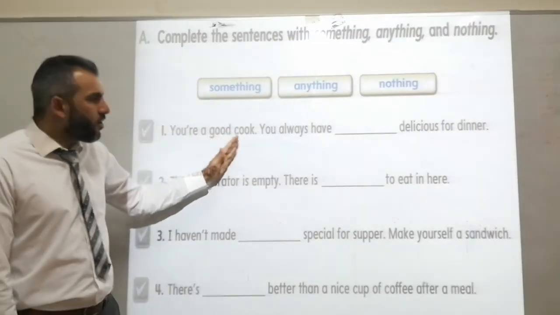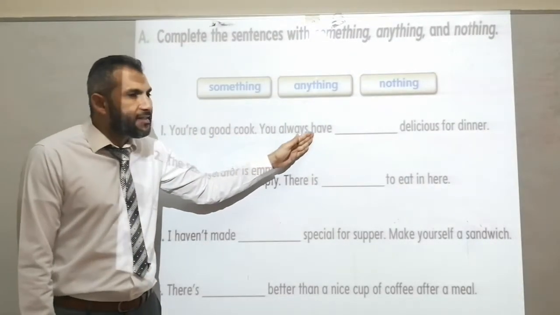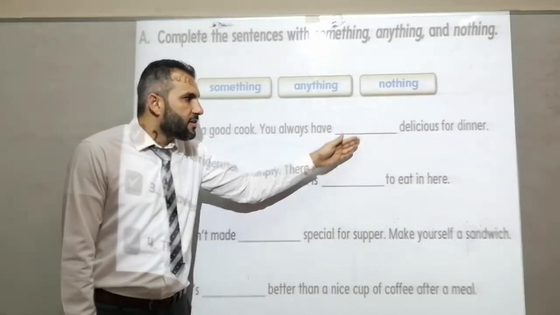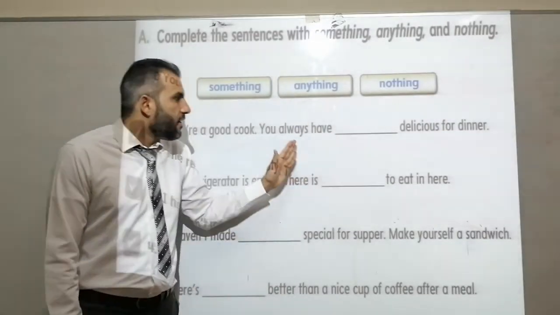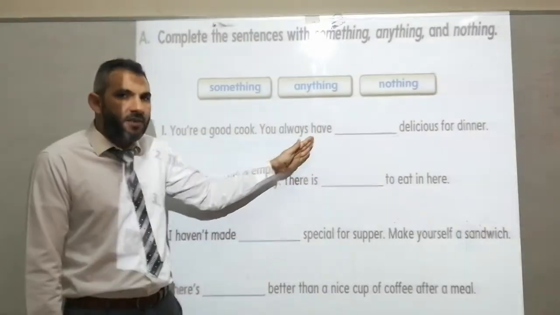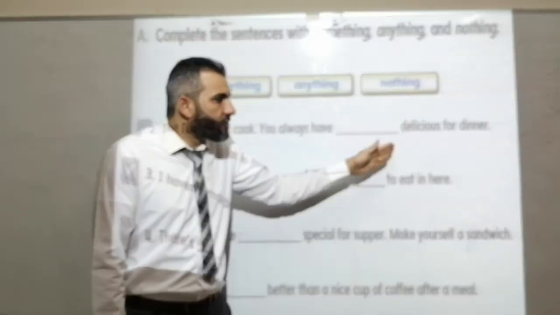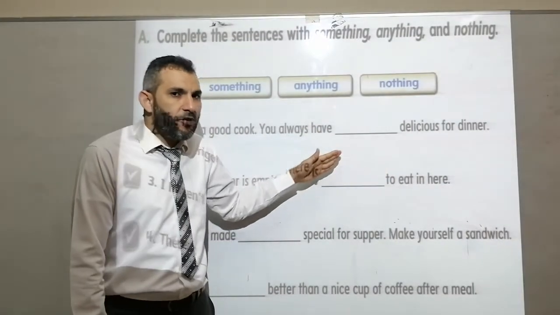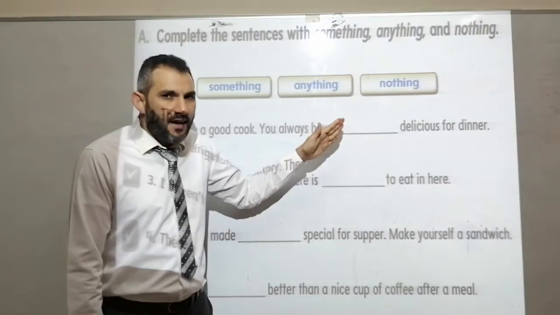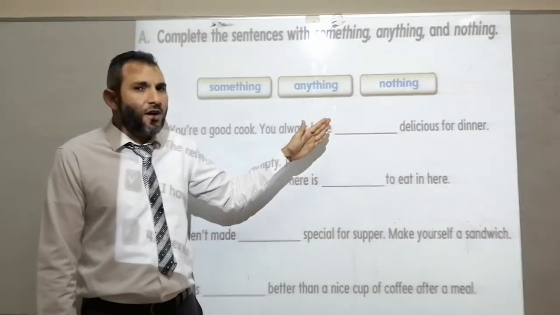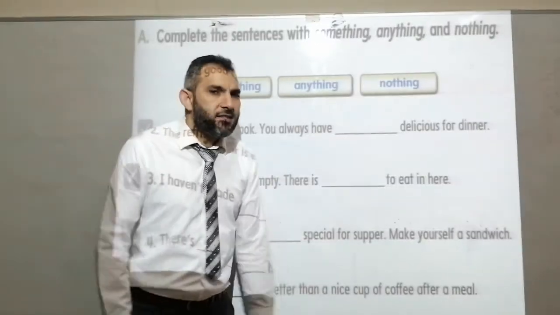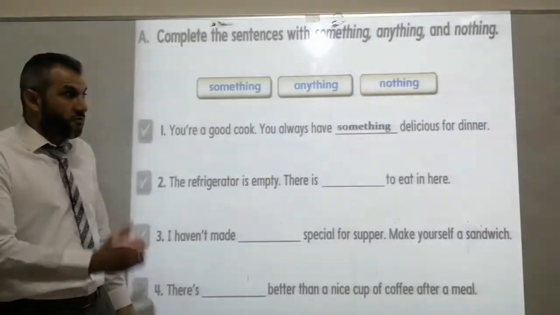Number 1, you're a good cook. You always have something delicious for dinner. Here we use what? We use something delicious for dinner.